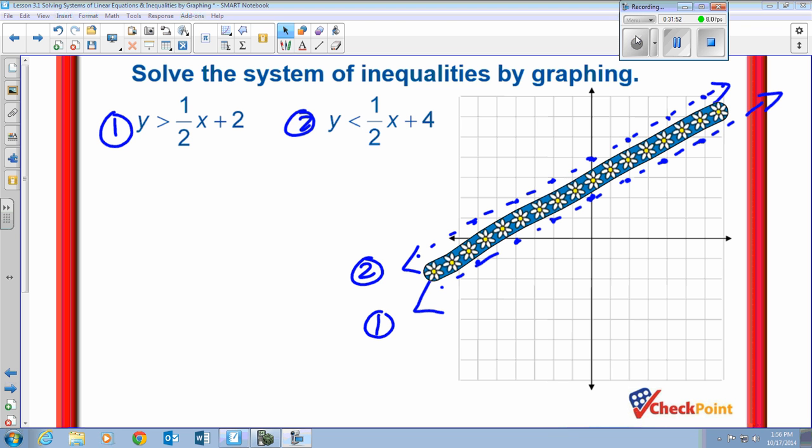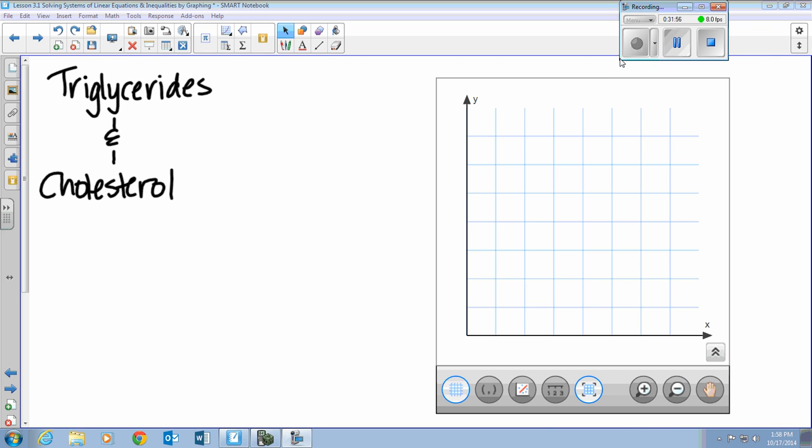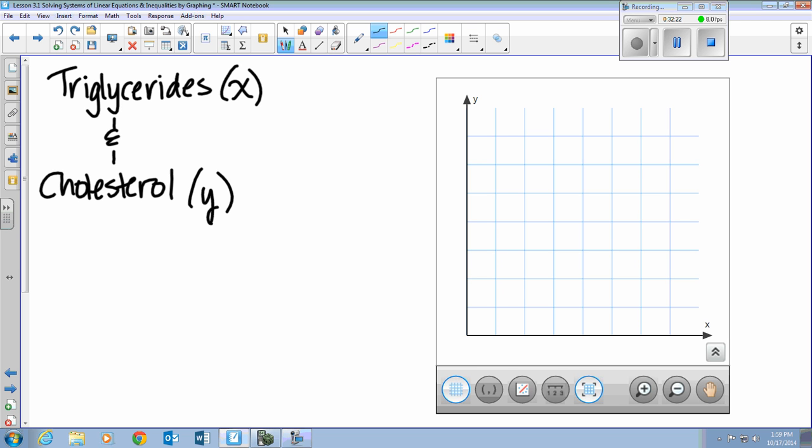So the solution region is where both graphs are happening. Triglycerides and cholesterol. And so you're a doctor here. Medical professionals recommend that patients have a cholesterol level below 200 milligrams per deciliter and a triglyceride level below 150 milligrams per deciliter. Write and graph a system of inequalities that represents the range of cholesterol and triglyceride levels. So let's let our triglycerides be X and our cholesterol be Y. So these will be triglycerides, and this will be cholesterol.